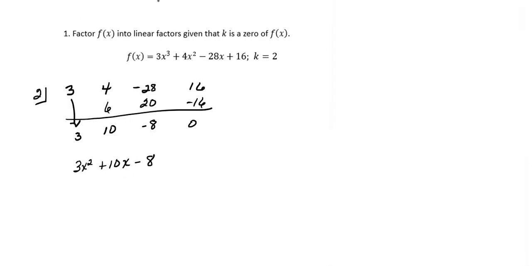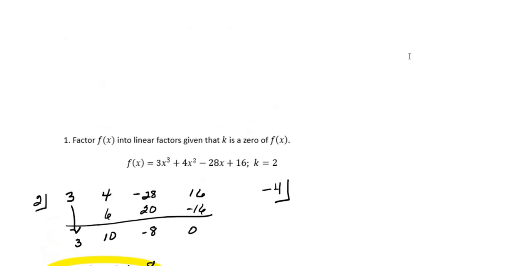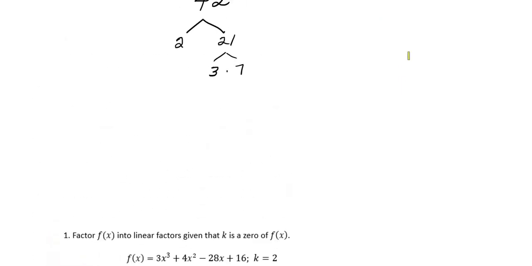So now what I want to do is to use synthetic division with -4 and this quotient that I have here. This quotient is similar to the 21 that I have here in my factor tree.